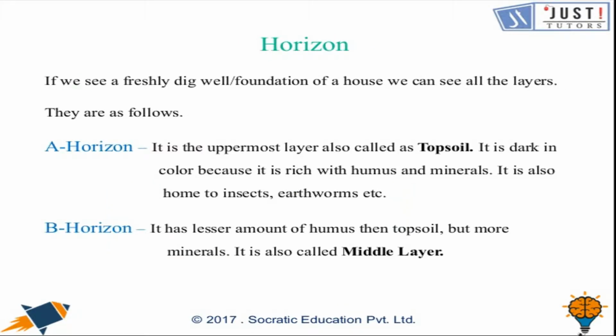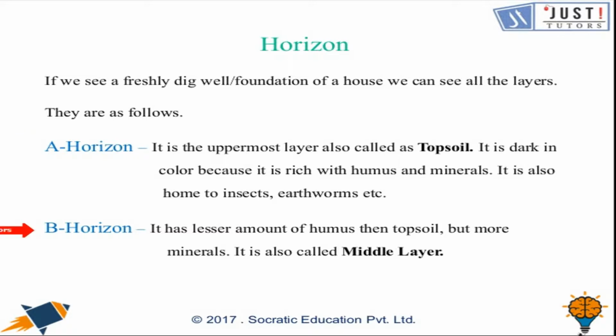Let's talk about the horizons. The soil profile is divided into three horizons. The first one is called the A horizon, which is the uppermost layer, also known as the topsoil. Now this layer makes soil fertile and provides nutrients to plants. This layer is generally soft, porous and can retain more water. This is actually dark in color as well because it's rich in humus and minerals. You can find all the insects and the earthworms on the top layer.